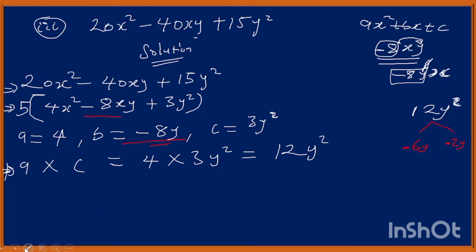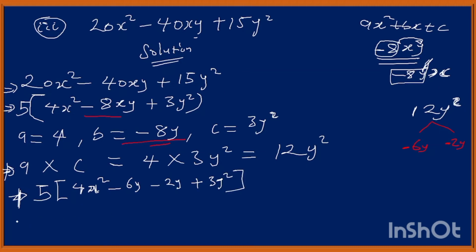So let me change my marker back to white. So we do that now. I'm going back to this guy. So we have 5 into 4x squared minus, in place of minus 8xy, I put in what? Minus 6y minus what? 2y. So I bring in this guy, which is plus 3y squared.